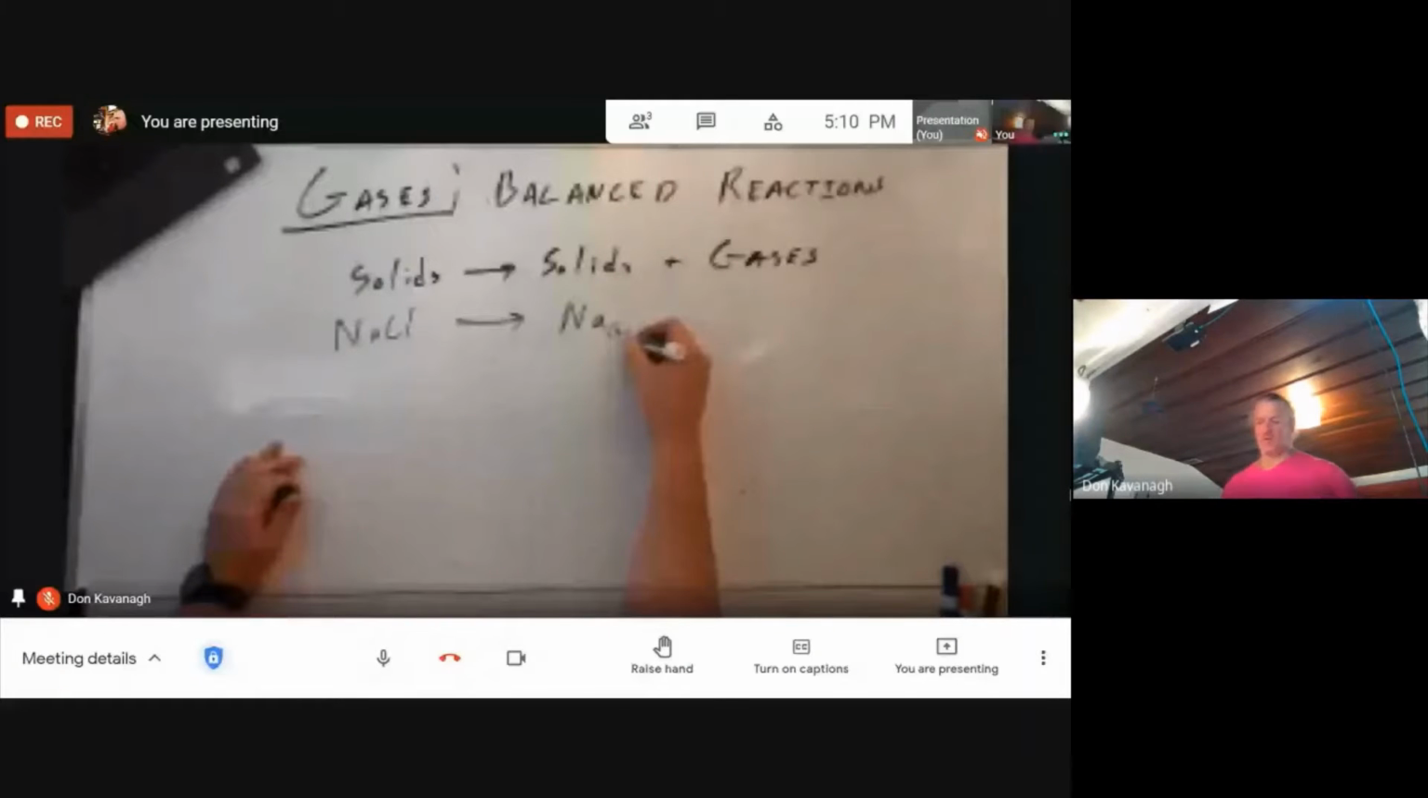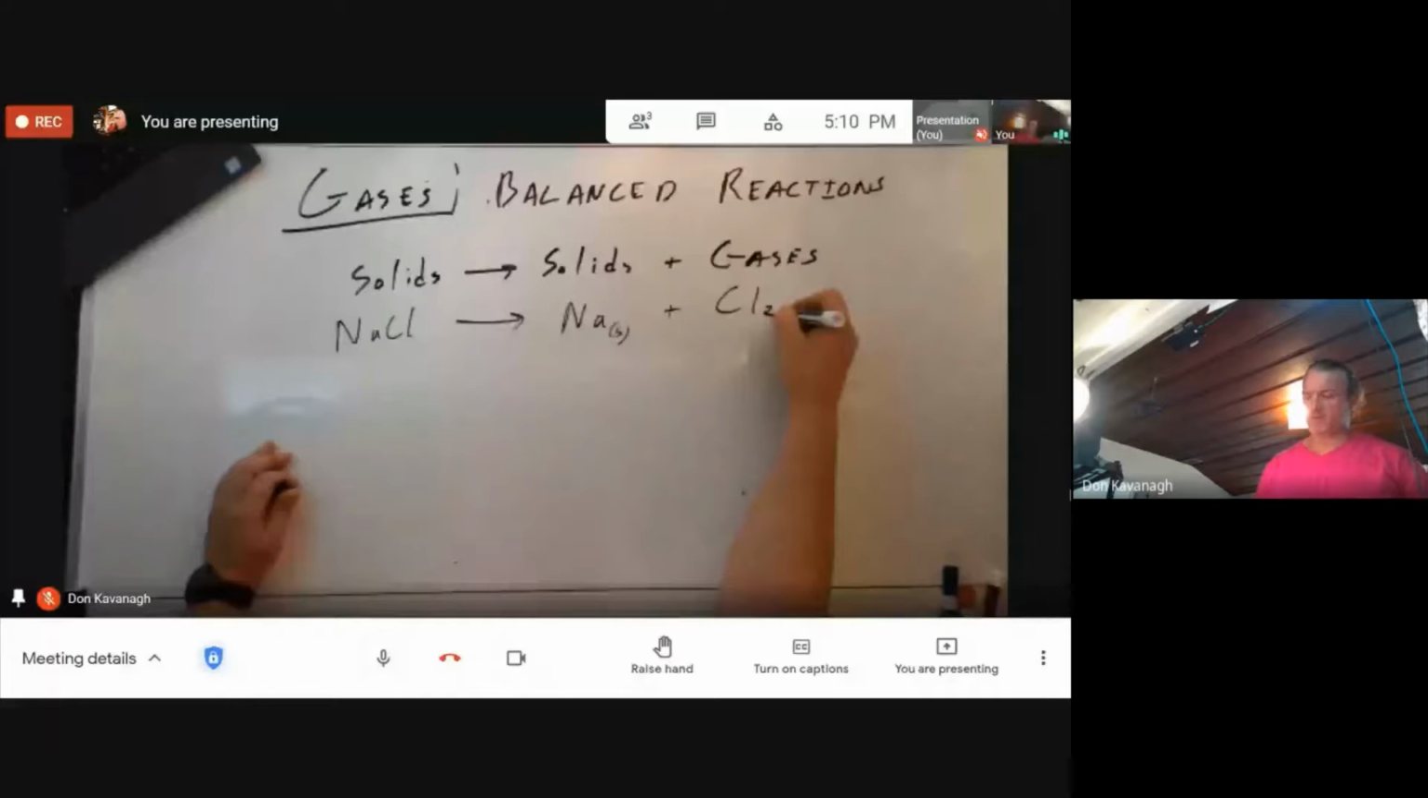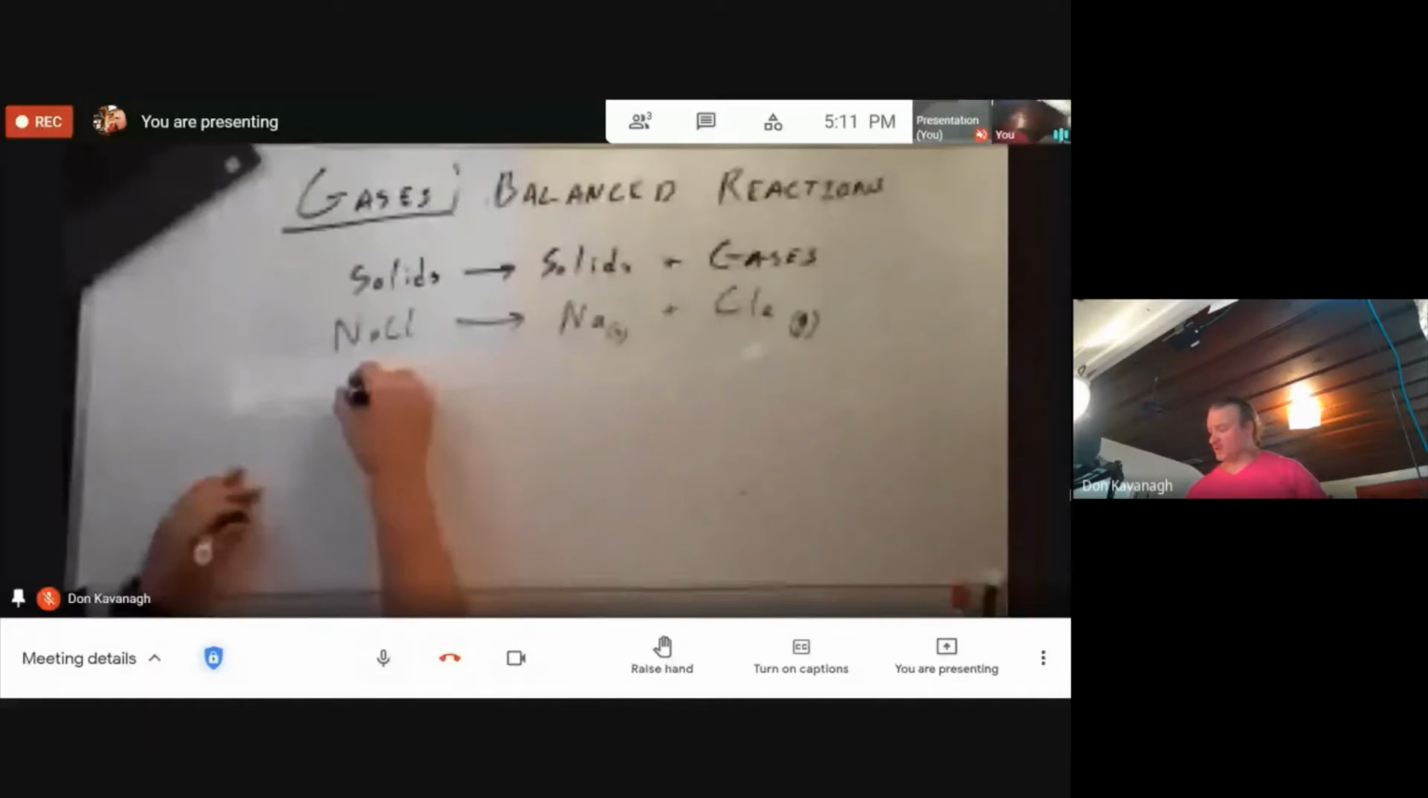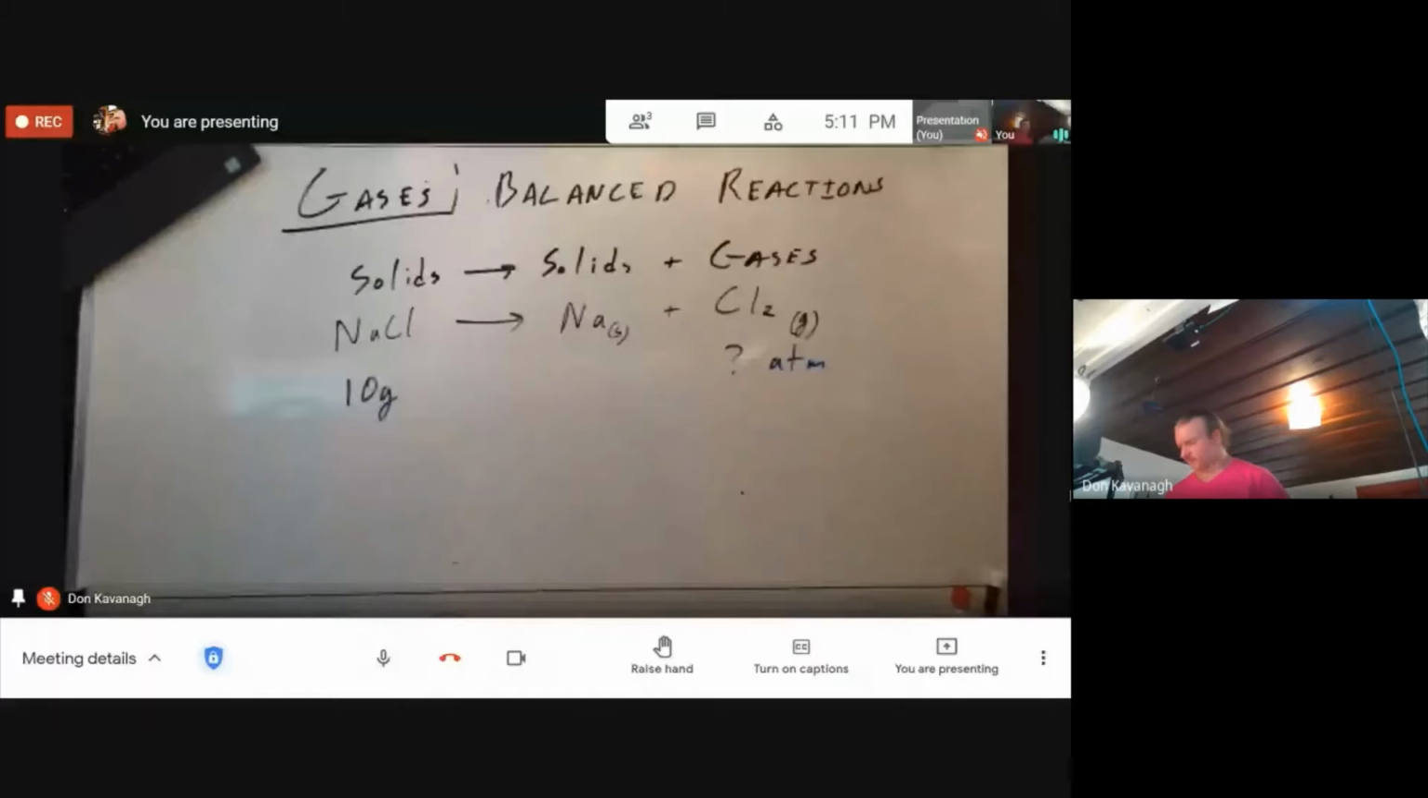We're going to approach this problem with the idea that if we start with 10 grams of sodium chloride, what is the pressure of gas that will be produced in here? And I'll say the temperature is 273 Kelvin, and the volume is 10 liters. We're solving for the pressure that the Cl2 chlorine gas would produce.